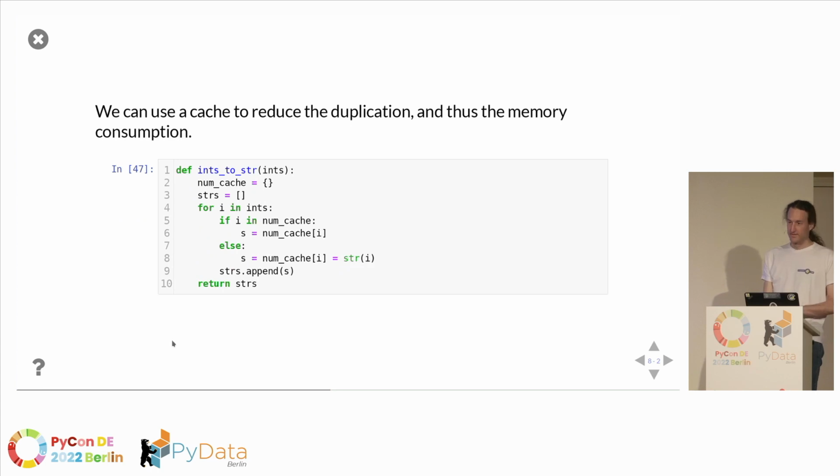But as I said, we have redundant data in the end. We spend a lot of memory on redundant data. And so what we can try is we can use a dict cache in order to reuse the strings that we've already created. So I have a numbers cache. I have the list of strings that I'm building up, one after the other. And so I'm checking if the number is already in my cache, then I take the string from there. Otherwise, I create the string, insert it into the cache, and use that. So that avoids all the memory overhead.